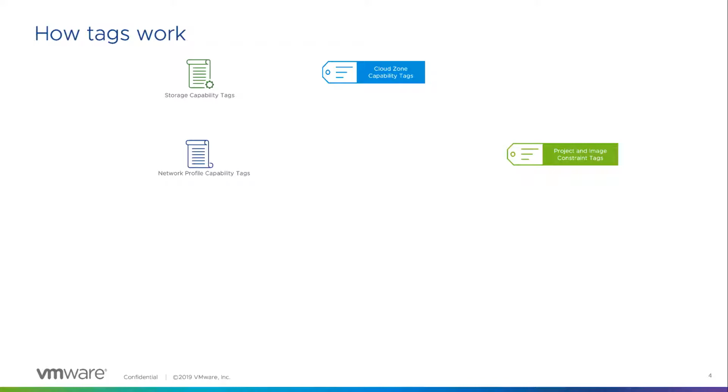So in storage profile, you have capability tags, and in network profile, you define capability tags. Cloud zone is again capability tags, because it's defining the resources you have, right? Whereas in project and image, you define constraint tags because they define the constraints there. And then finally, when you define your blueprint, you define your constraints. So all of this comes together, because in the blueprint you define which cloud zone to use, which project, and other things to use. So you can define all those tags in your blueprint.